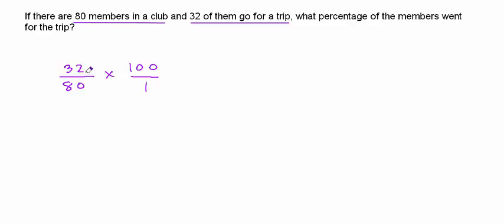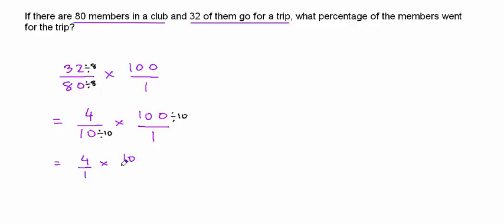Time for us to simplify. 32 and 80 are both multiples of 8, and therefore we can divide 32 by 8 and 80 by 8. So we have a 4 on the top. 32 divided by 8 is 4. 80 divided by 8, of course, is 10, times 100 over 1. Divide 10 by 10, 100 by 10. So this is 4 over 1 times 100 divided by 10 is 10 over 1, which is 4 times 10 over 1 times 1, which is 40%.